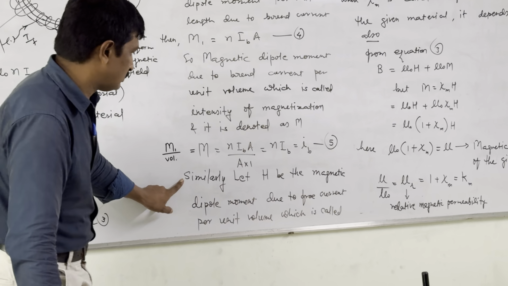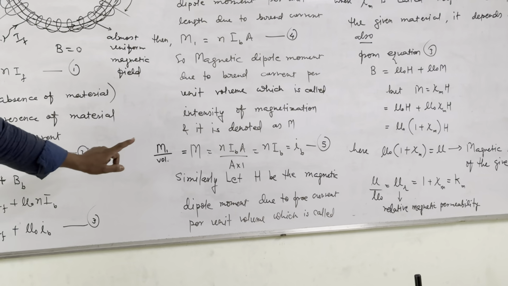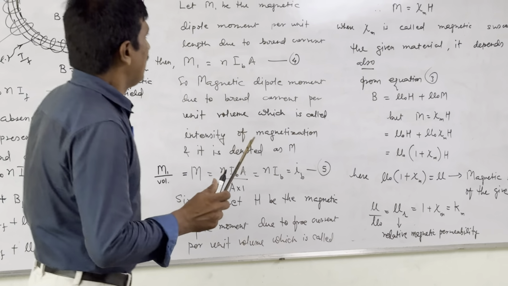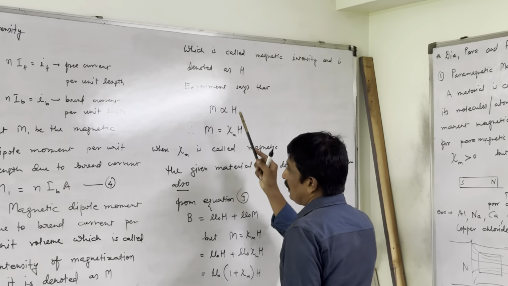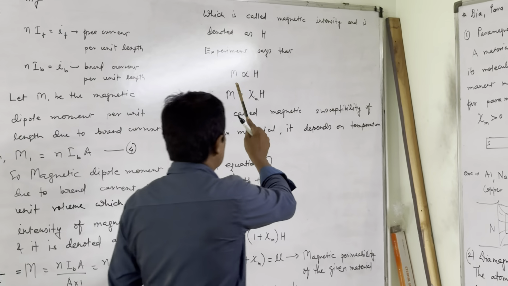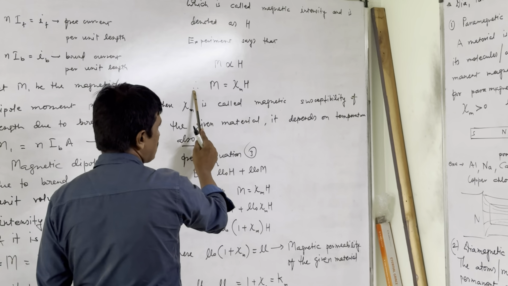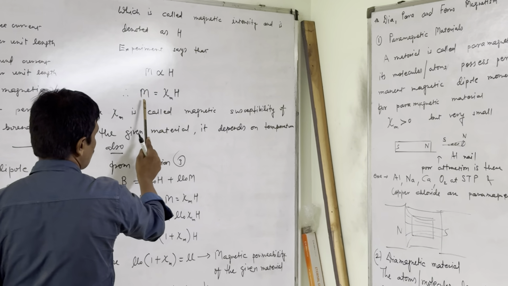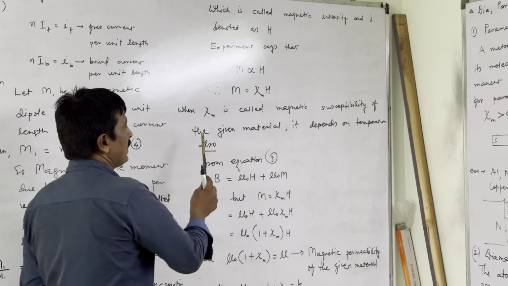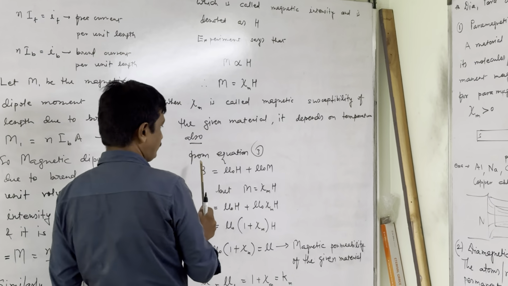Similarly, the same quantity due to free current is denoted as H. That is the magnetic dipole moment per unit volume due to free current. It is denoted as capital H. And experiment says that because of the i_b current generated due to free current, M depends on H. M varies with H. Up to a certain limit, M is directly proportional to H. So if we want to remove the sign of variation, we have to put some constant, say chi m. Here chi m is called the magnetic susceptibility of the given material. It depends on temperature also.